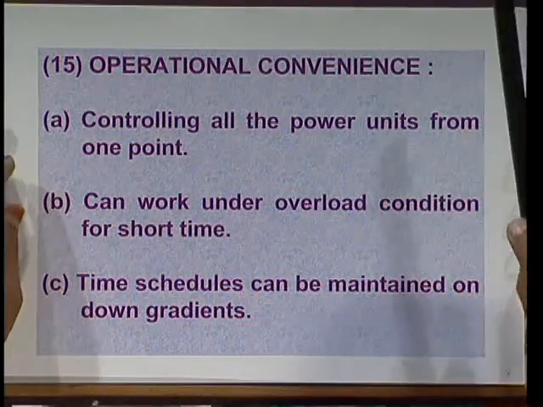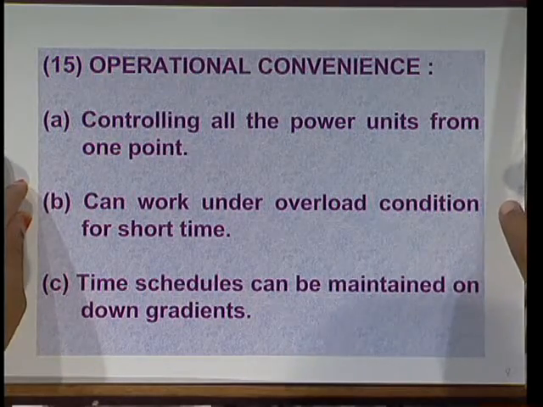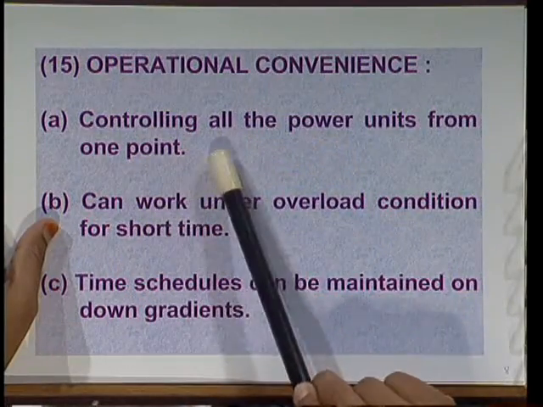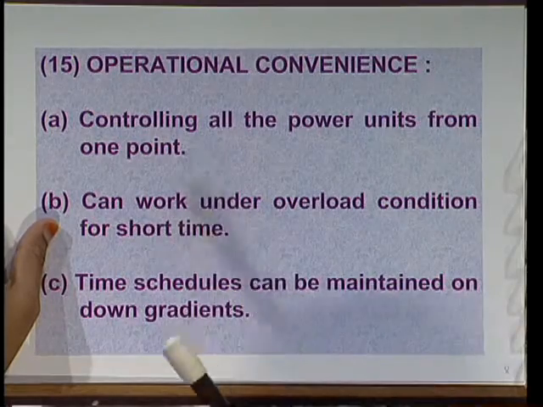The other advantage is its operational convenience. In an electric locomotive, it is possible to place all the power units in 2 or more power cars, and the controlling of the power units can be made from a single place. Generally, the controlling is automatic and remote controlled. So, now we shall look into the different points of operational convenience. The controlling of all the power units from one point.